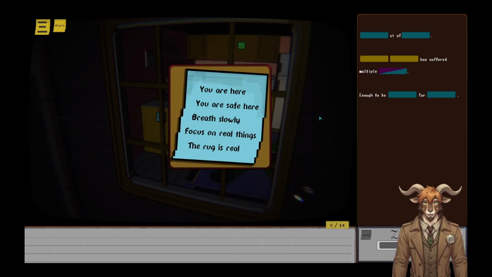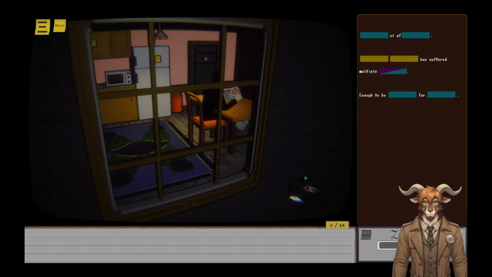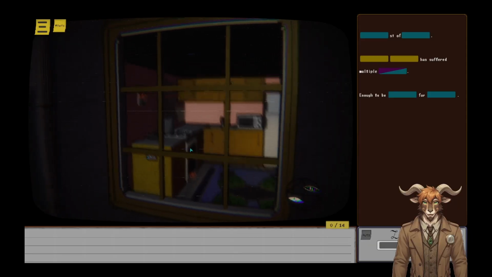You're here, you are safe here, breathe slowly, focus on real things, the rug is real. Rug looks real to me.